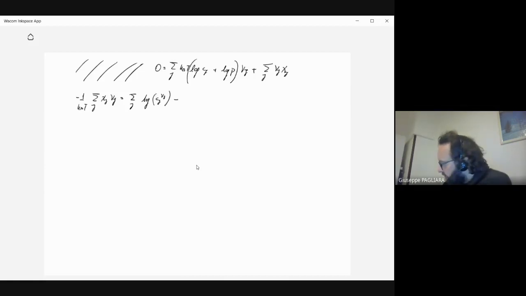plus, here we have the log of P that can be put outside the sum, and then I have the sum over j of nu j, okay, which is equal, let me write this in the same fashion, and here we have the log of P to the power of sum over j of nu j. Okay.